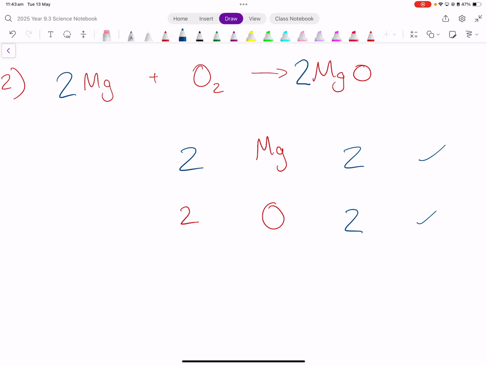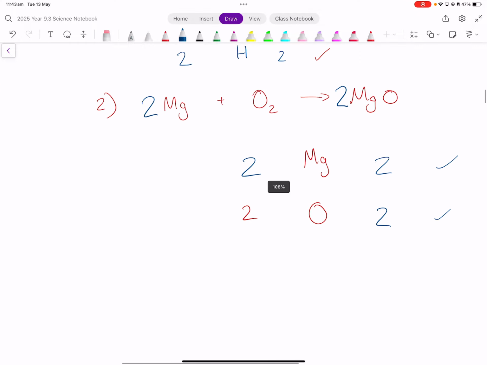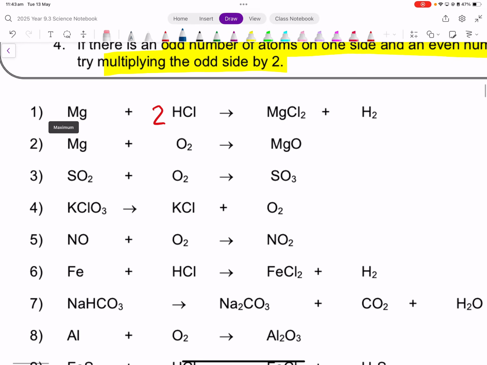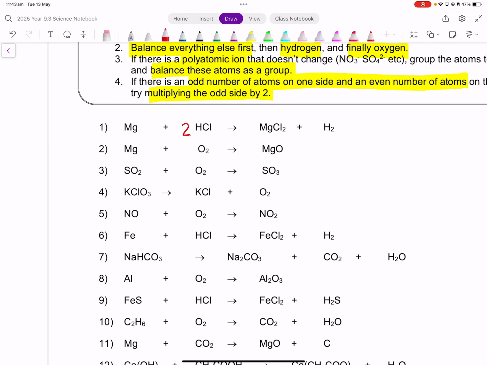So now, is my equation all balanced? Yes. So I've got the same number of magnesium on the left and the right, and I've got the same number of oxygen on the left and the right. So all I'm going to do is I'm going to go back to my equation here, and I'm going to fill in, I needed 2 magnesium and 2 magnesium oxide.